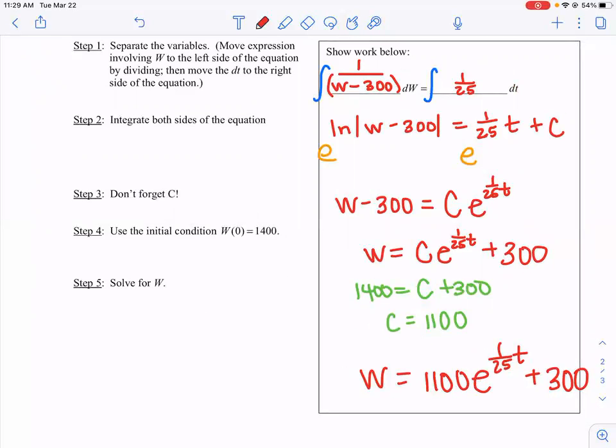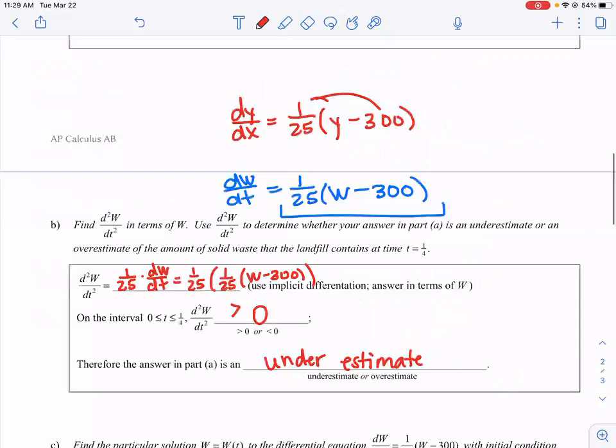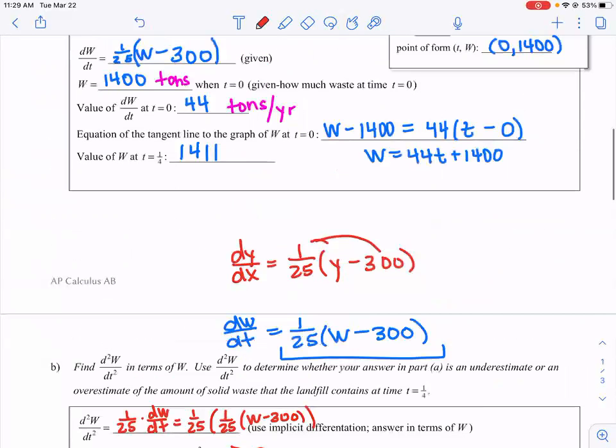I think the hardest part of this problem would be in parts A and B, just working with a derivative that wasn't dy dx. We had to really think through w is the same as y, x is the same as t, and really think about how that plays into finding the second derivative, writing the equation of the tangent line.